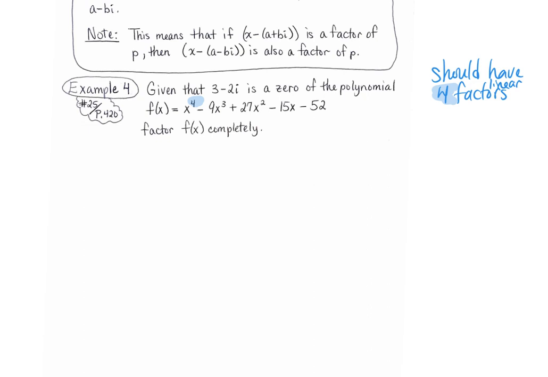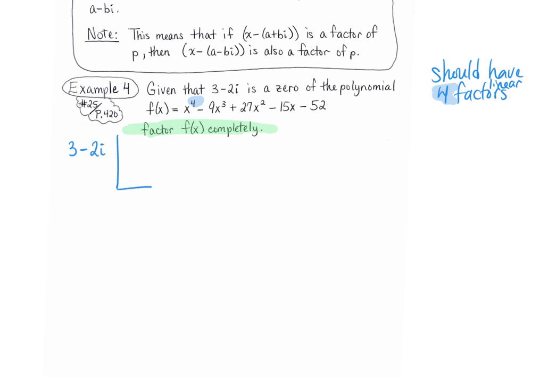Now, we know that what is a 0 for this polynomial? We're given 3 minus 2i is a 0. So our goal here is to factor f of x completely. So what can we use to help us factor this? What's the process? Synthetic division. You better believe it. So we write down 3 minus 2i.